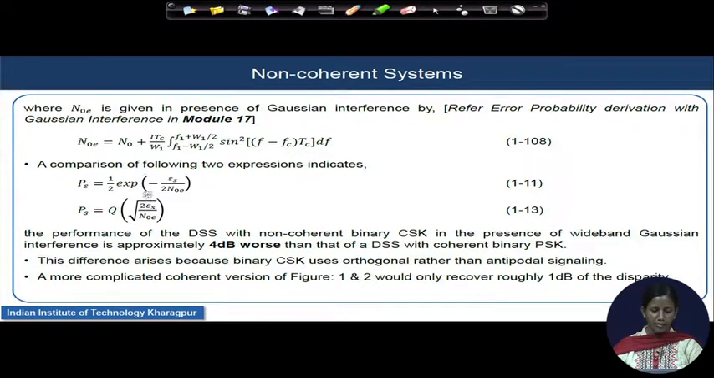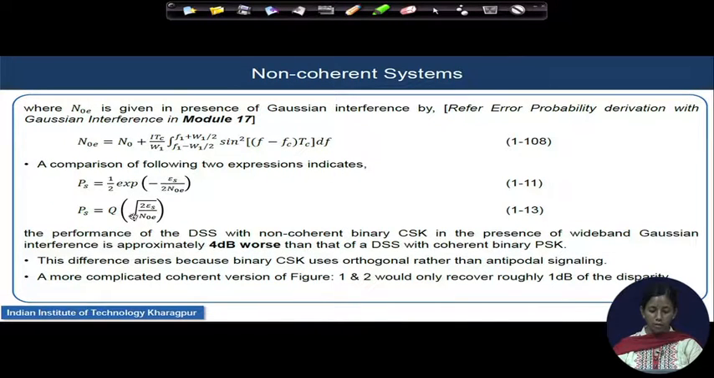And how does this difference arise? It arises from the fact that in CSK we use orthogonal sequences, we do not use antipodal sequences. Usually for the coherent communication system, we use antipodal sequences, not orthogonal waveforms. It is antipodal signaling basically.